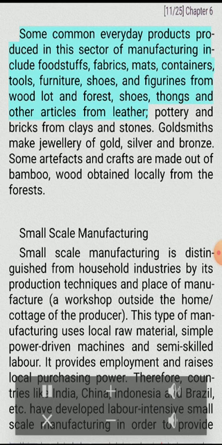Some common everyday products produced in this sector of manufacturing include foodstuffs, fabrics, mats, containers, tools, furniture, shoes, and figurines from wood, leaf and forest products, shoes, thongs and other articles from leather. Pottery and bricks from clays and stones. Goldsmiths make jewelry of gold, silver and bronze. Some artifacts and crafts are made out of bamboo and wood obtained locally.